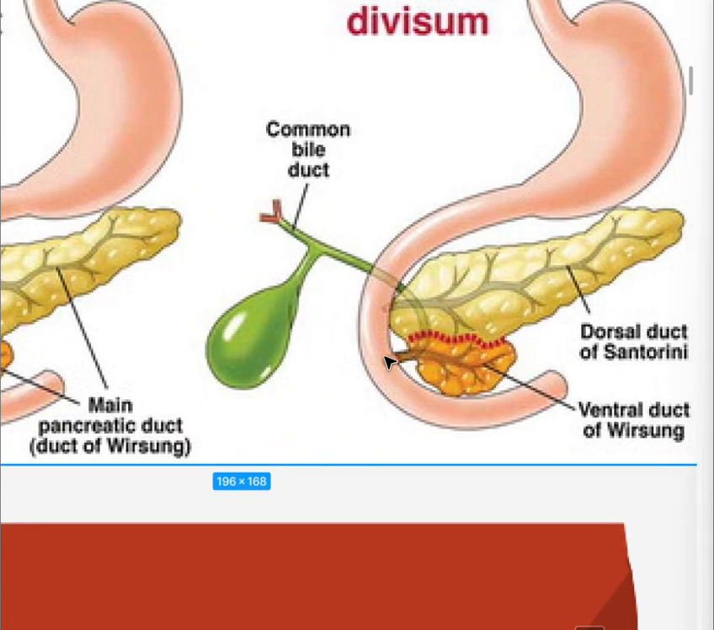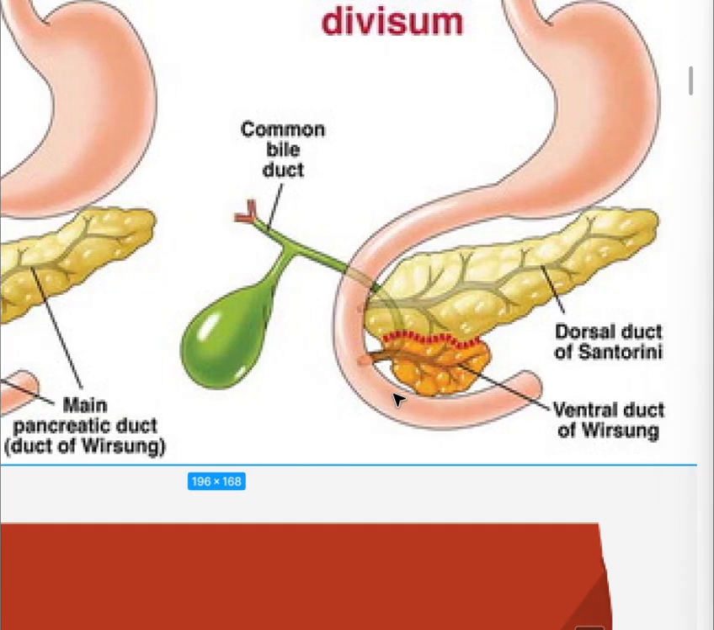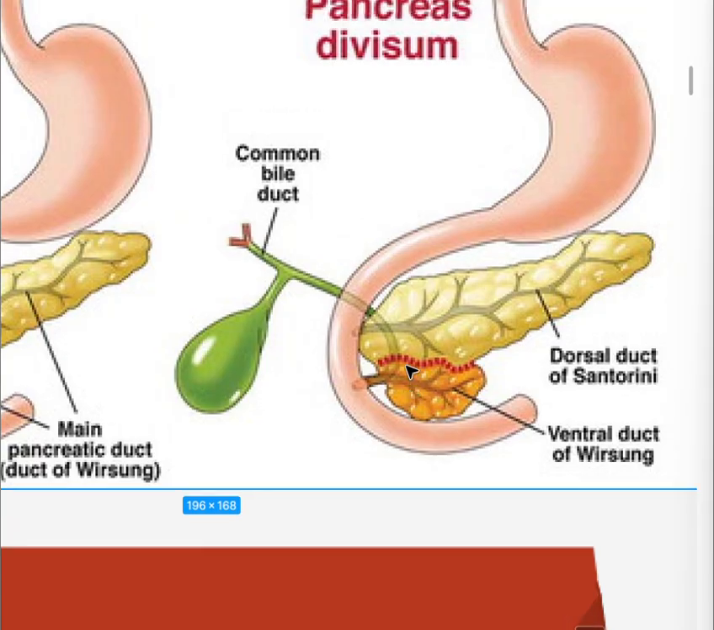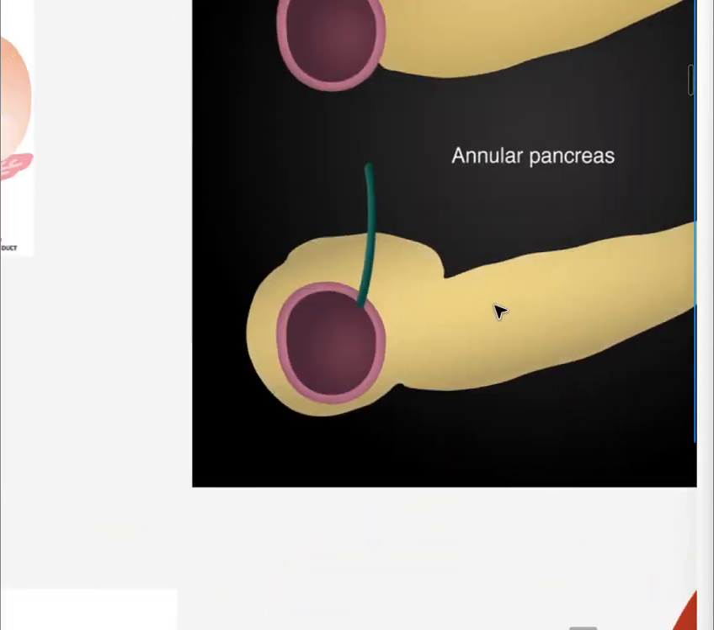And since this is a smaller opening, the ductal pressure increases. When this ductal pressure increases, it is usually asymptomatic, but since there's a lot of pressure here, this leads to recurrent pancreatitis and chronic abdominal pain. It's the most common congenital pancreatic anomaly. Okay? So let's read what's up here.